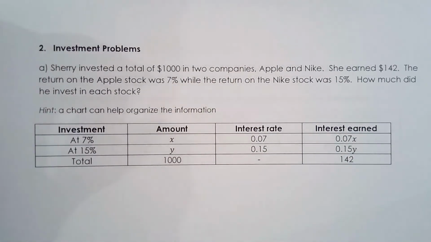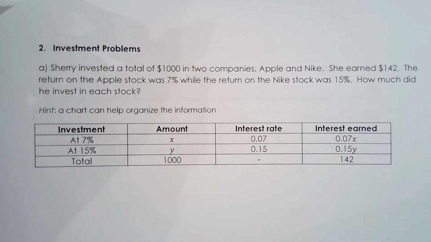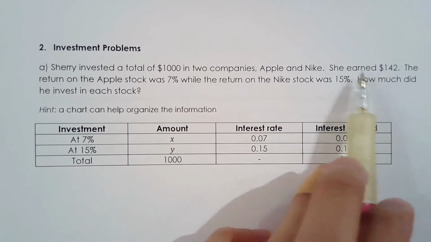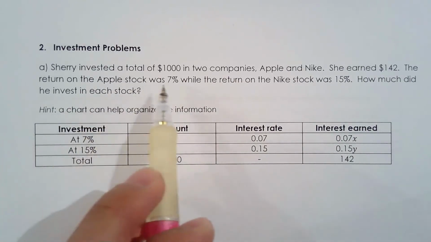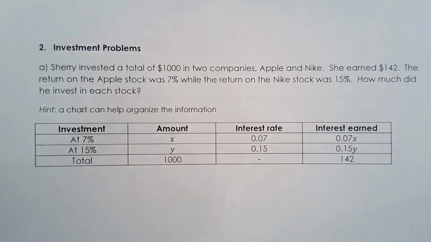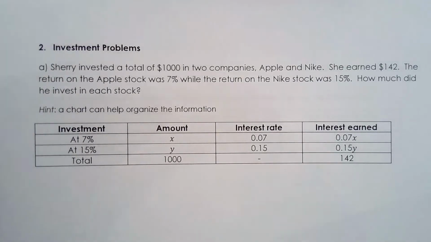Okay, so the second kind of problem that we're going to talk about are investment problems. Sherry invested a total of $1,000 in 2 companies, Apple and Nike. She earned $142 after 1 year. The return on the Apple stock was 7% for the year, while the return on the Nike stock was 15% for the year. How much did he invest in each stock? It's actually she. It's okay.